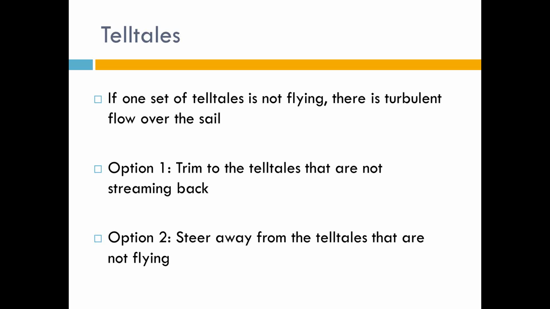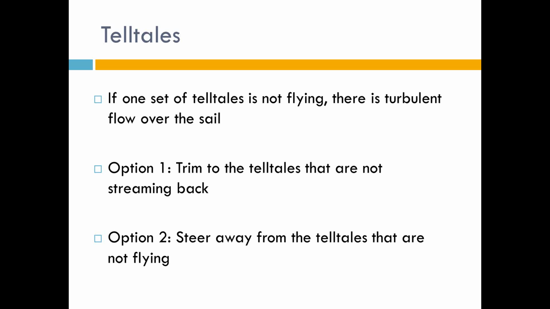So the next question that usually comes up is, what happens if the telltales aren't flying properly? What do we do? The first thing to say is that if one or both of your telltales aren't flying, it means you have turbulent flow over your sail. So you're getting disrupted flow. It's not nice and smooth. It's not nice and laminar. So you need to adjust the trim. You have two options when you're using telltales. You can either trim or you can steer.